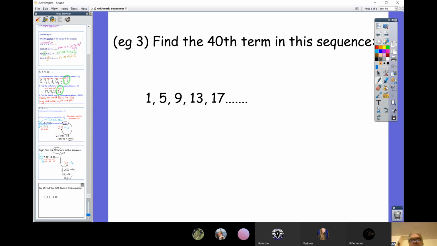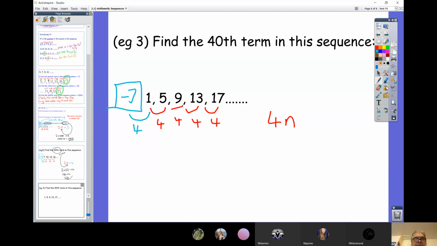Okay. So step one, we see how much we're going up in or down. And we're going up in fours. So because we're going up in fours, step one, you write down 4n. You then adjust for the 0th term. Now we're going up in fours, so if we go back from +1, we get a -3 adjustment. Did you all get -3? Yes.